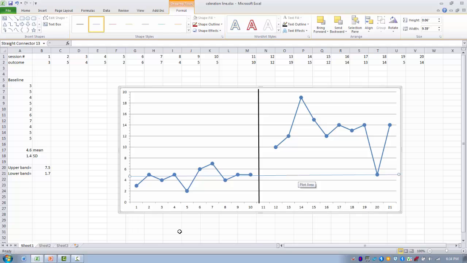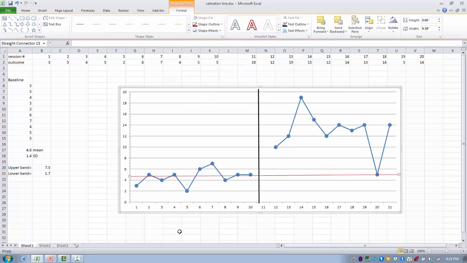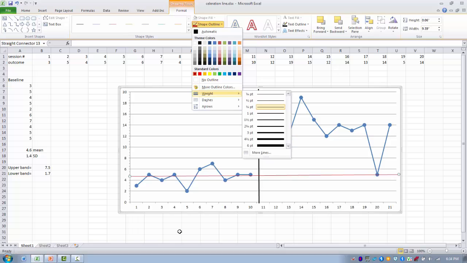So I'll do a little bit of formatting on this to make sure I can differentiate it. So I'm going to make it red, and I'm going to make it also a little bit thicker so that I can differentiate this as my mean line.